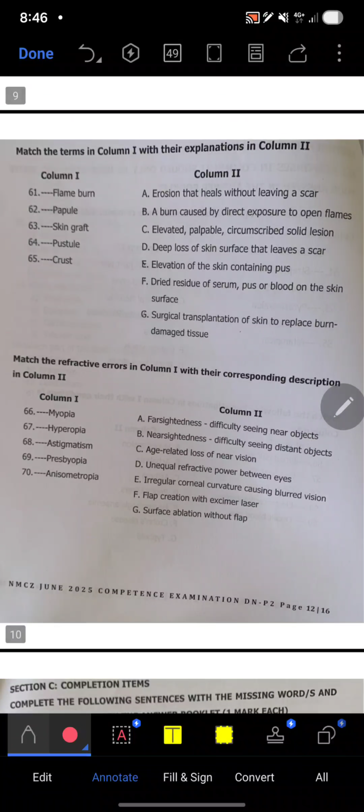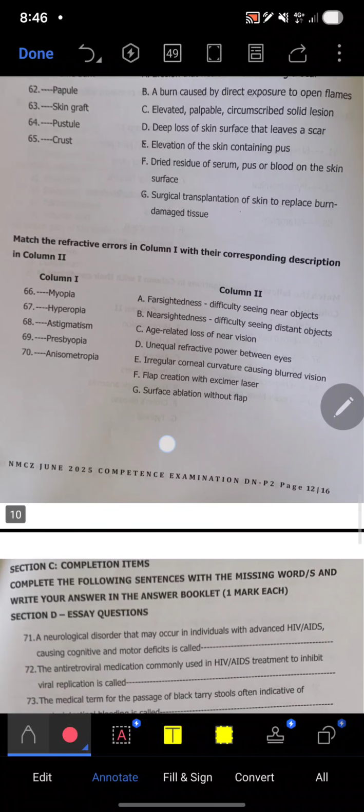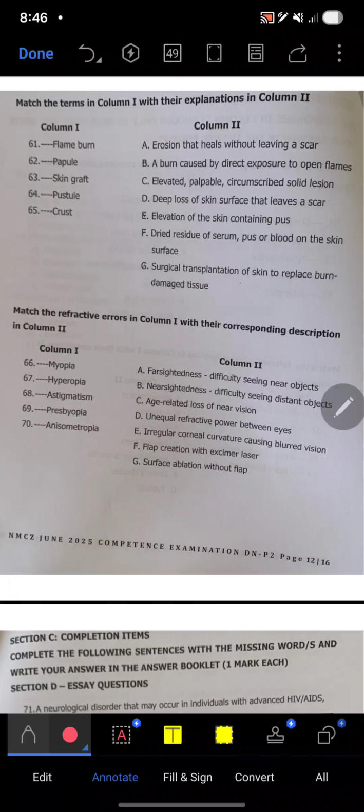The third set of matching says match the terms in column 1 with their explanations in column 2. 61 says flame burn. The correct answer is B, and this is a burn caused by direct exposure to open flames. 62 says papule. The correct answer is C, which is elevated, palpable, circumscribed solid lesion.